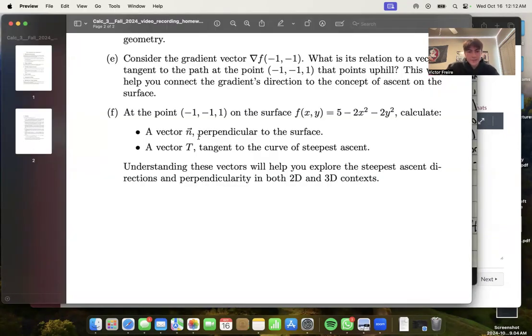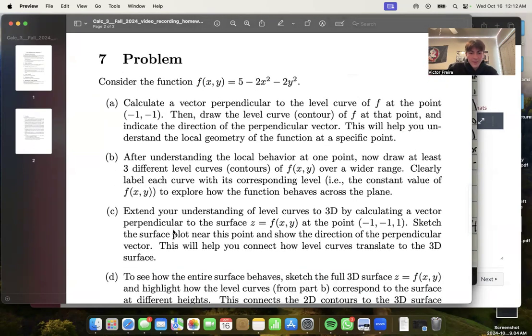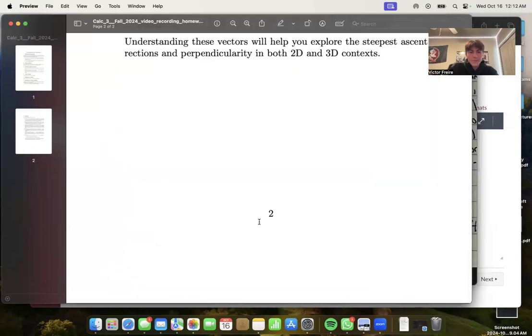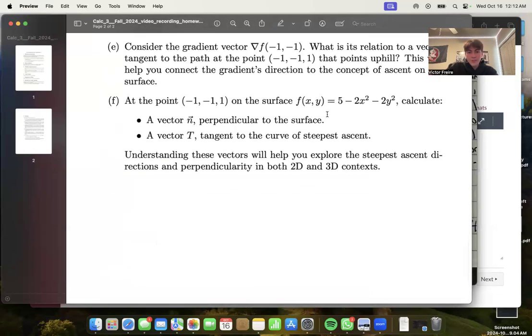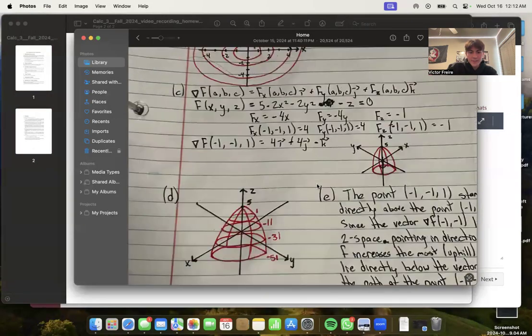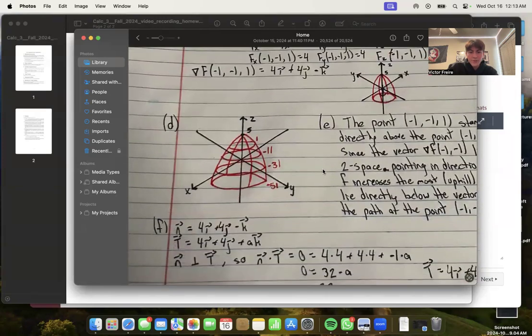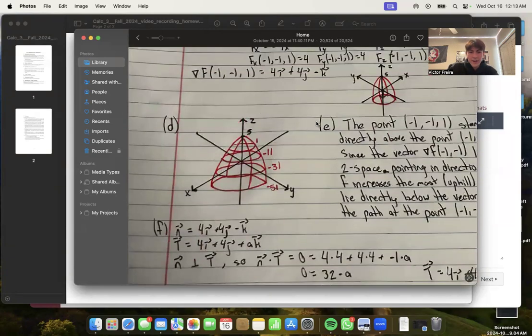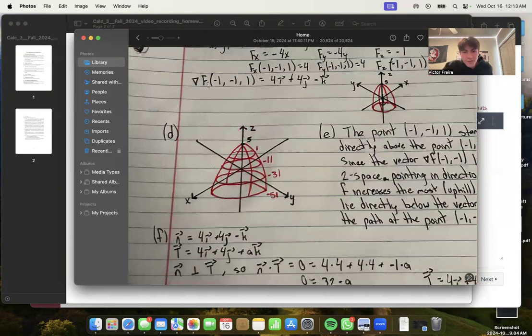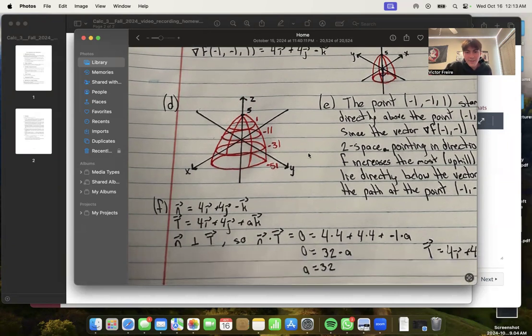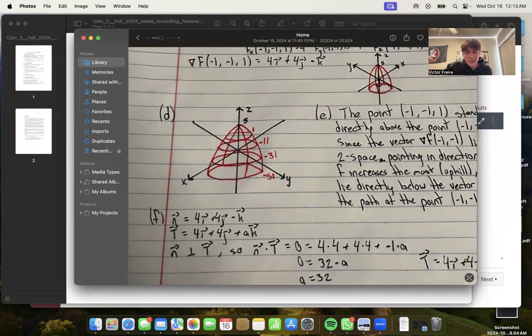So first we have the n vector, perpendicular to the surface. As we already know from part A and part C, whenever we hear perpendicular to the surface, we're just thinking of gradient vectors. And we already solved for this in part C, so we don't have to do the same work again. I just copied and pasted the gradient vector at (-1, -1, 1). It's going to be 4i + 4j - k.